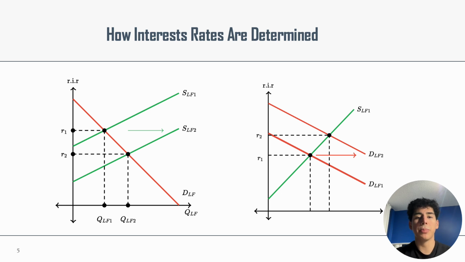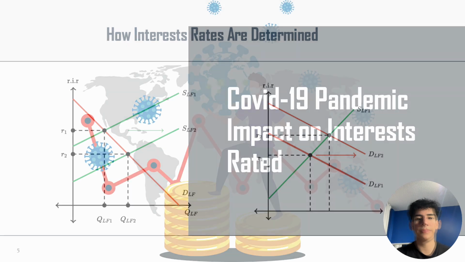For example, if people save more, there's more money available to be lent out. Supply shifts right, so interest rates drop, as shown by the first graph. But if businesses and governments start borrowing more, demand goes up, shifting right, and that pushes interest rates higher, presented by graph 2. Let's now take a look at how these changes happen in the real world.